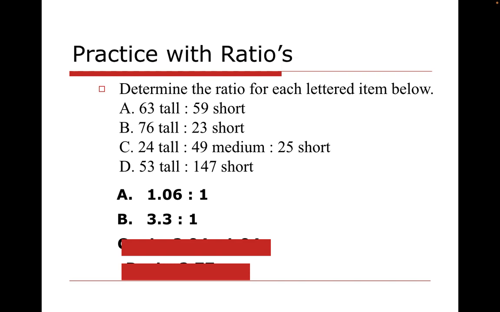Now in the next one, there are 3 different phenotypes in your ratio. On this one, you still take the smallest number, which happens to be 24. 24 is smaller than 49 and 25. So you divide all of them by 24: 24 divided by 24, 49 divided by 24, and 25 divided by 24. So you should have calculated it out to be, for every 1 tall, you get 2.04 mediums and 1.04 shorts.